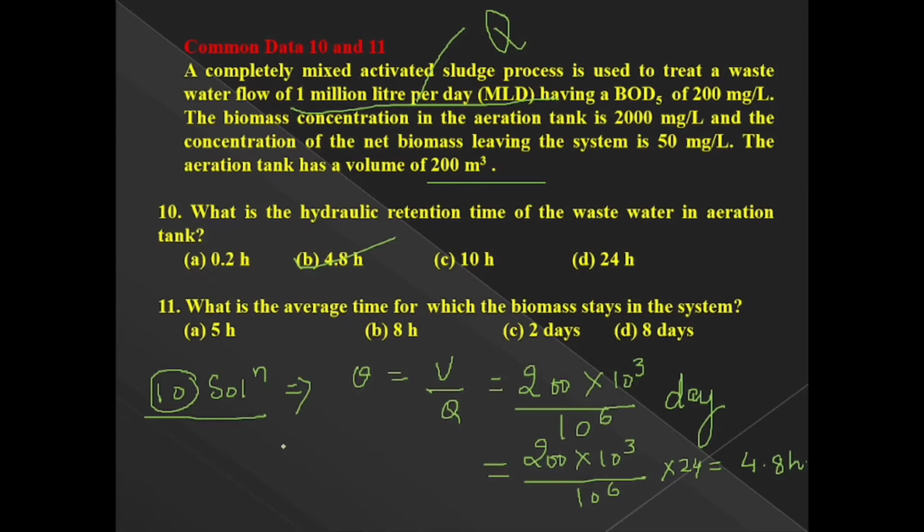Now, what is the average time for which the biomass stays in the system? My dear students, as we know, the average time for which the biomass stays in the system is called the sludge age, theta c. So we have to calculate the sludge age also. Volume is given, concentration is given, discharge is given, and the net biomass leaving the system is also given, that is 50. So this is the solution of question number 11.